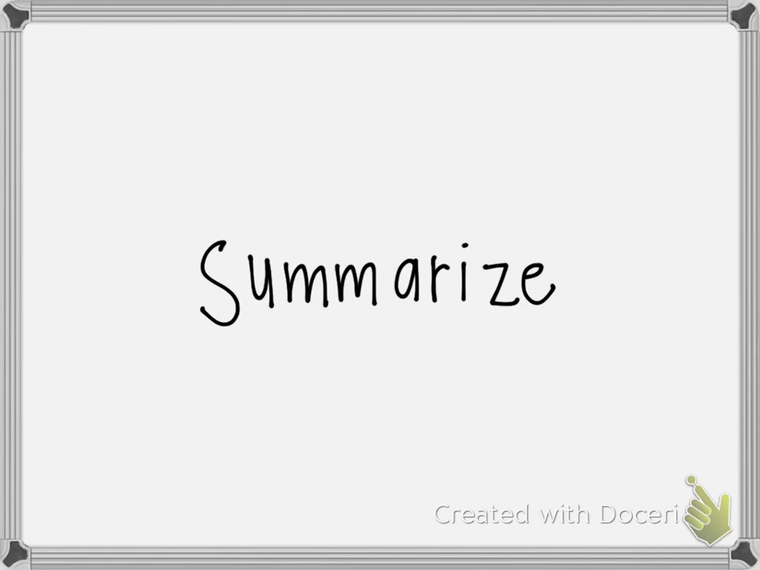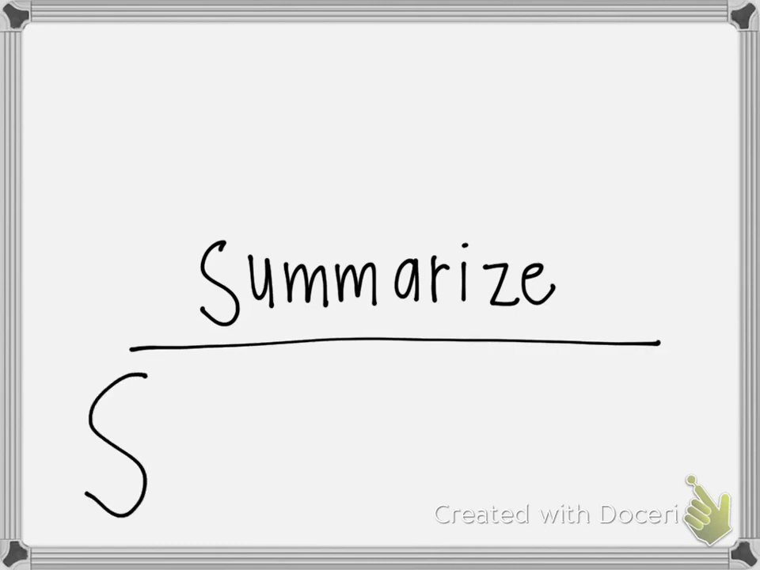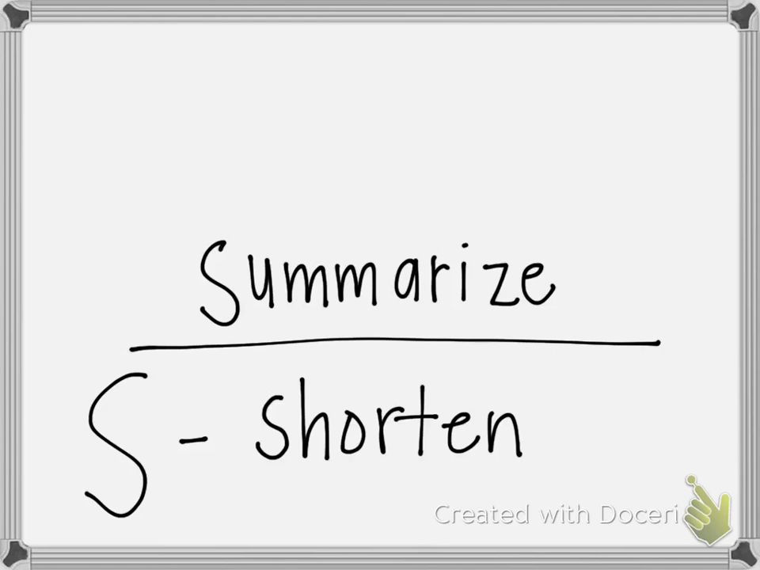And lastly, our word is summarize. Summarize means to retell something only using the main points. When we summarize something, what we do is we shorten it. So I'm going to put shorten: short, and then en for our ending. If we summarize something, we just make it shorter and we retell it only using those main points. We don't say the whole story over again.